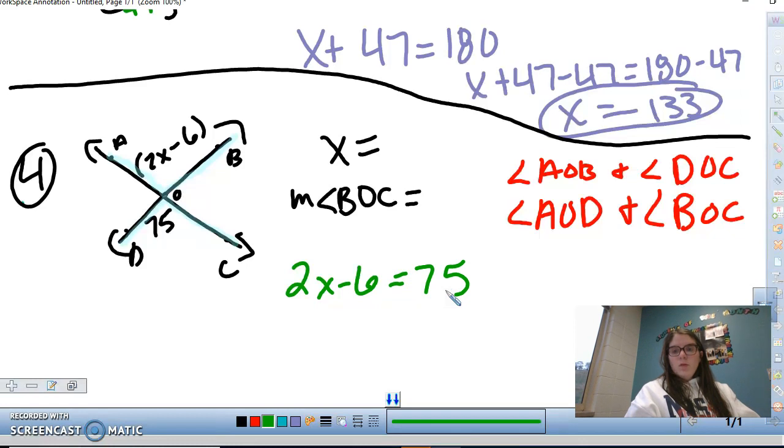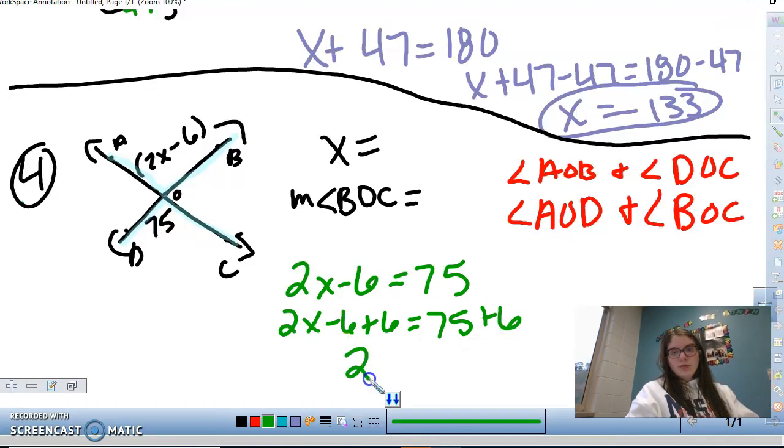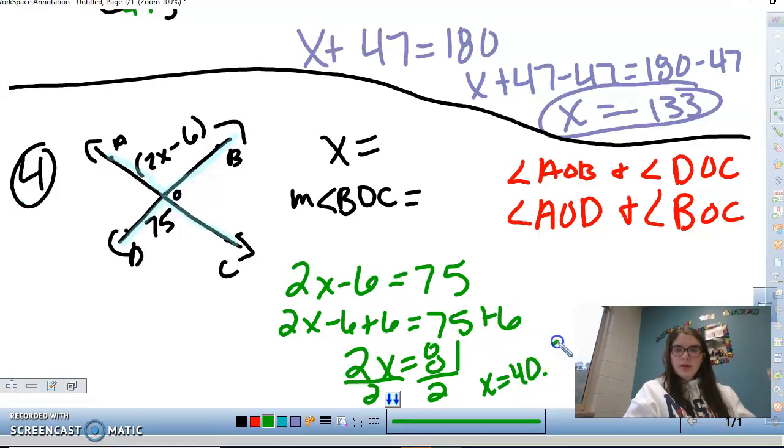Okay. Well, to solve this equation, it's a two-step equation. First, I have to add or subtract, so I'm going to add 6 to both sides. So I'm left with 2x equals 75 plus 6, which is 81. And then I'm going to divide by 2. Dividing by 2, I'm left with x equals 40.5.